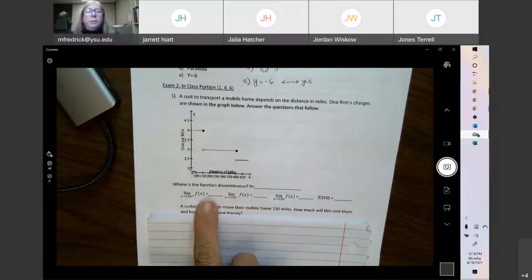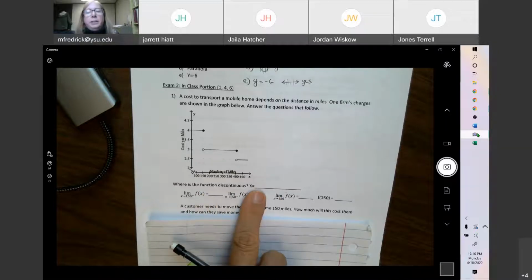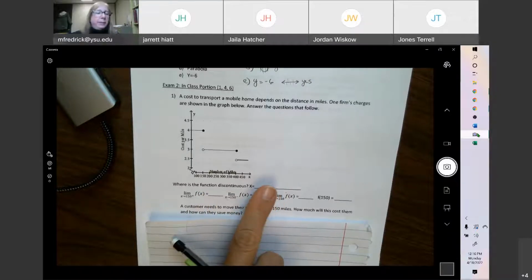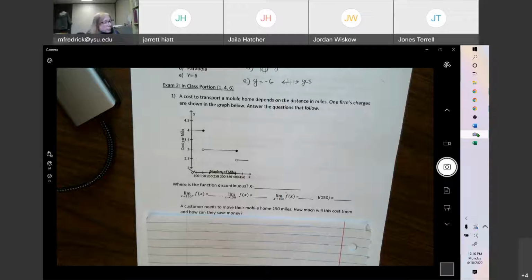When you find the first part, where is the function discontinuous? Privately type it into the chat. And I will give you, for answering questions, up to 5 points on the final.